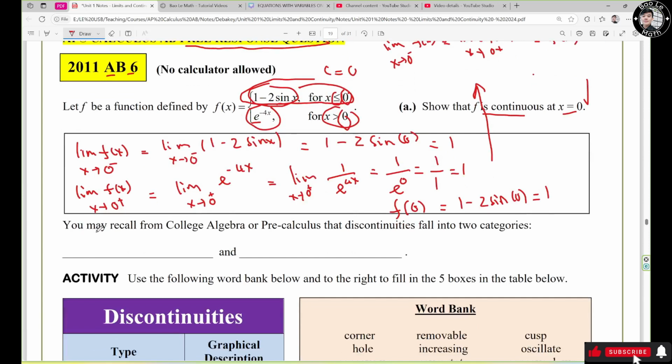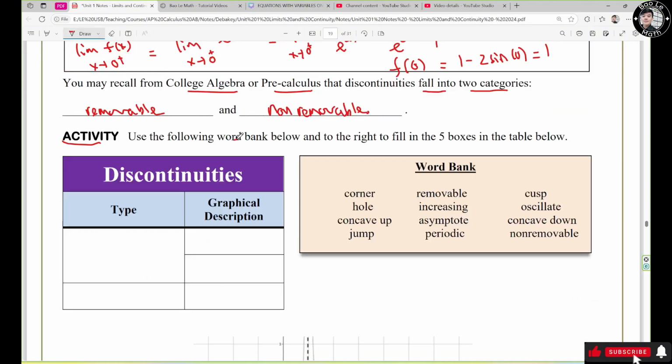Now let's move on to the next one. You may recall from college algebra or pre-calculus that discontinuities fall into two categories. The first one is removable. The second one is non-removable. Use the following workbench below to fill in the 5 boxes in the table below.